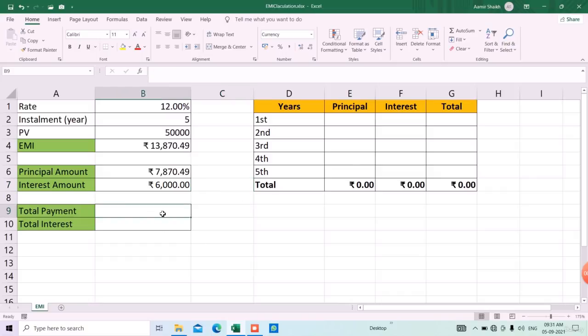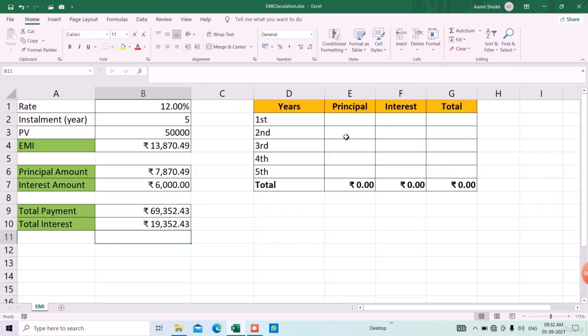Now, what will be the total payment? It's very simple. Suppose I'm paying this EMI 5 times, right? So the total will be this EMI multiplied by 5 installments. Now what will be the total interest that I'll be paying? I'm taking a loan of 50,000 and the total I'm paying back is 69,000. So I can say this is equal to this minus 50,000, which is my loan amount. So 19,000 is the total interest that I'll be paying to the person from whom I have taken 50,000 on loan at 12% per annum interest for 5 years, right?